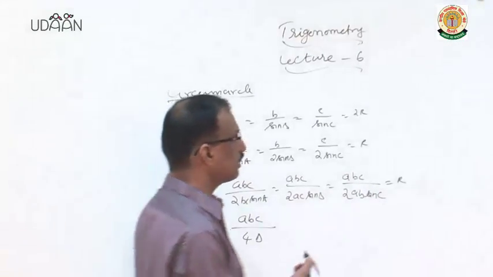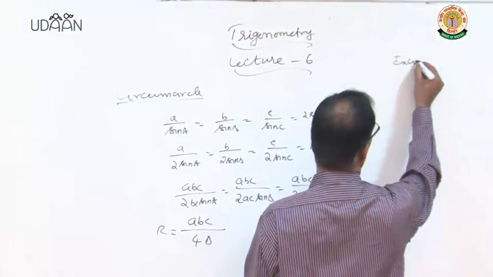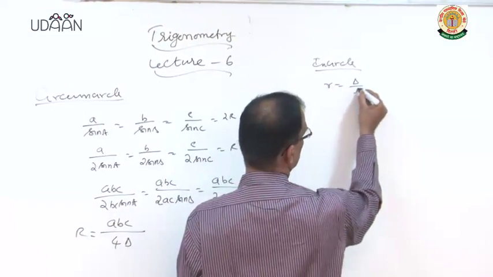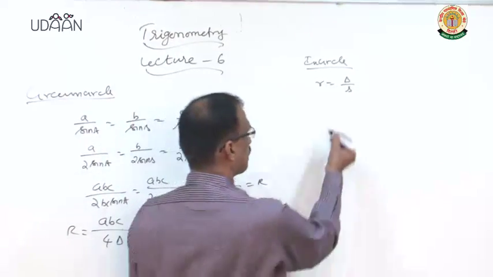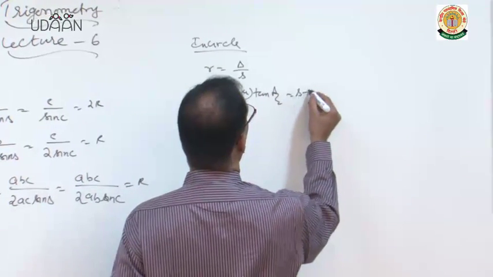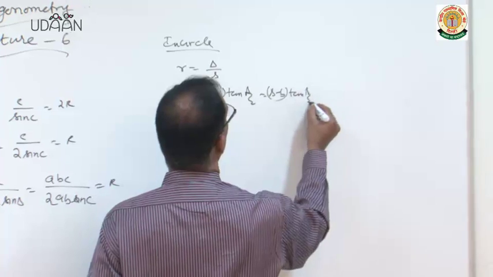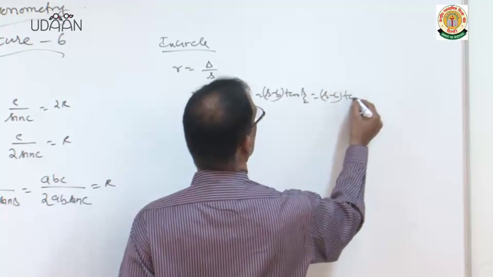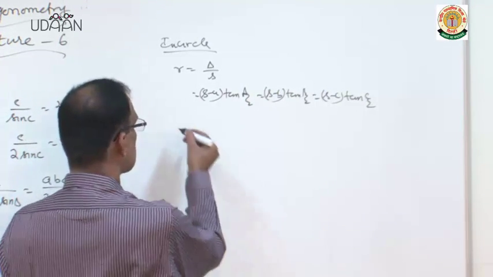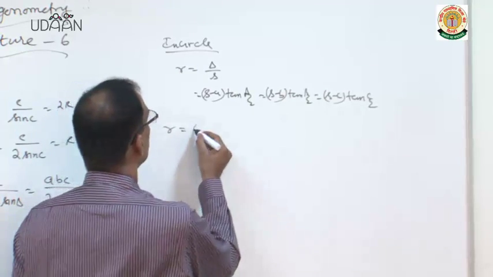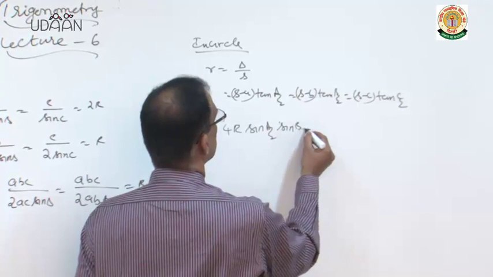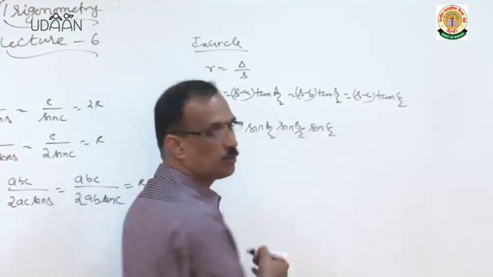Then let us move on to the incircle. In the incircle, the radius r equals del by s, equals (s minus a) into tan A by 2, which is the same as (s minus b) into tan B by 2, the same as (s minus c) into tan C by 2. This formula we also get for this. Now from this, r equals 4 capital R sin A by 2 sin B by 2 sin C by 2.